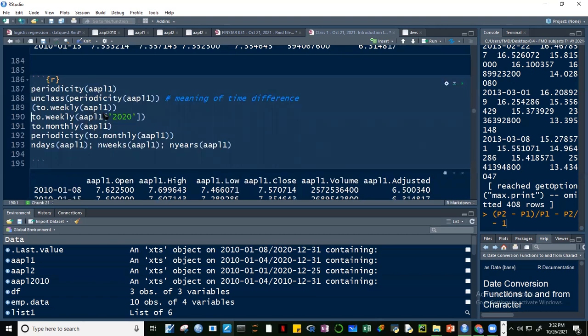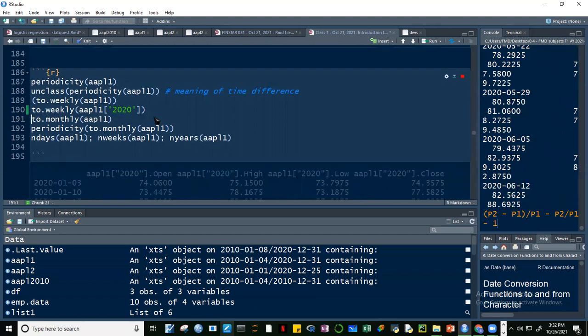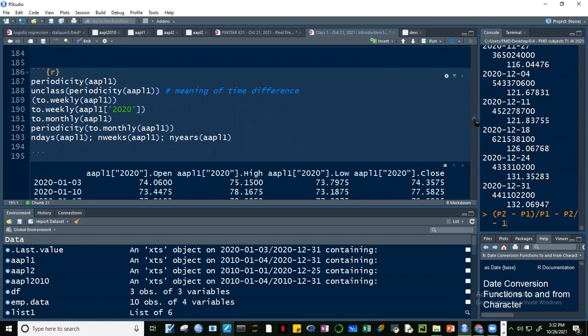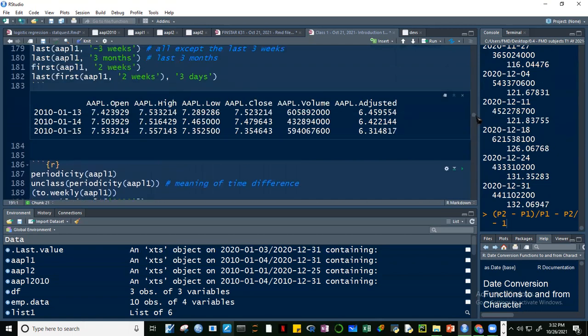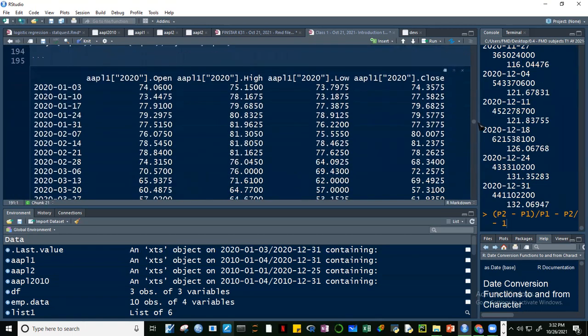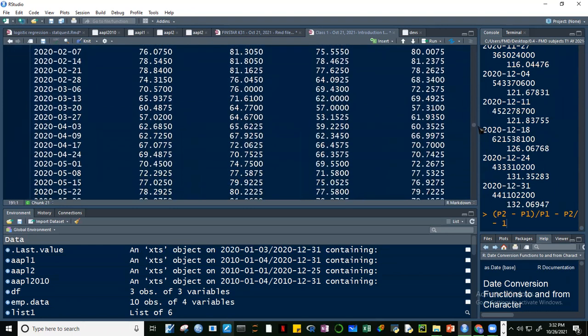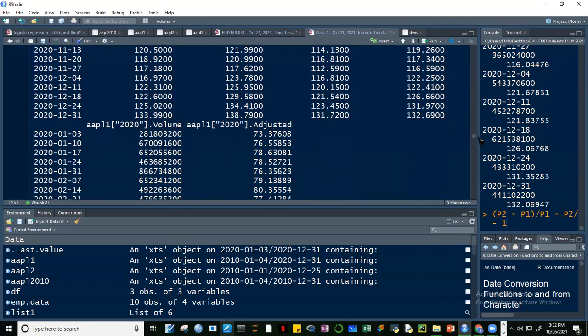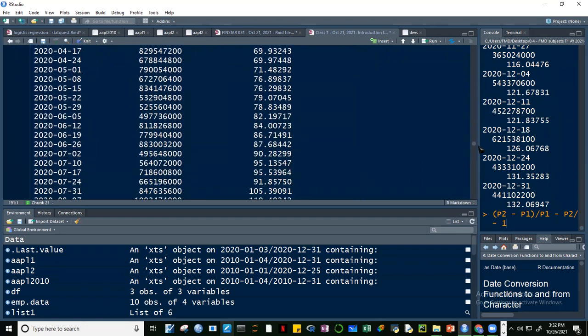2.weekly and then the object Apple 1. Okay, then also we can, let's say we just want the 2010 data. So 2 weekly, let's run this. 2 weekly for 2010. Okay, so this is the whole of 2010. This is the weekly data for 2010.